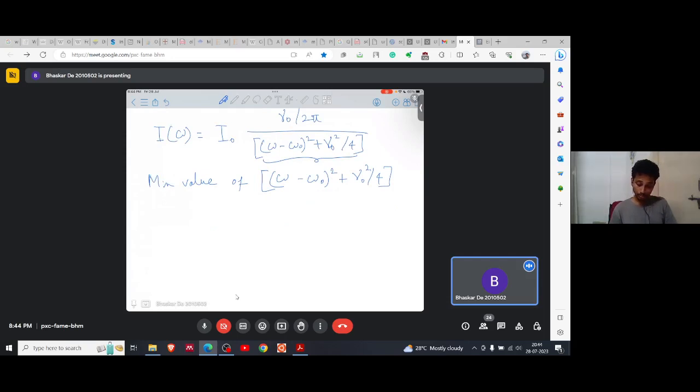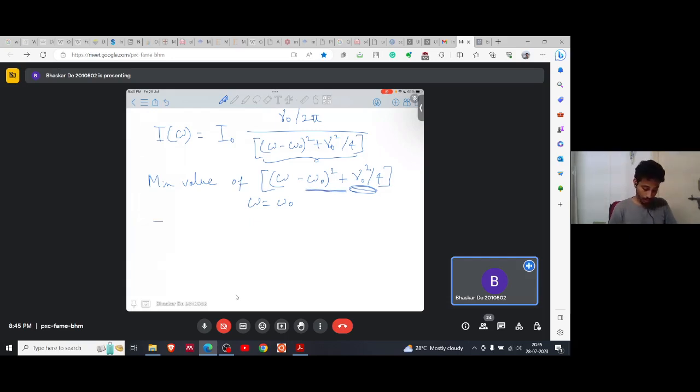To calculate the minimum value of this expression, we have to check when it goes to the minimum. Here this is omega minus omega naught squared, here gamma naught squared by 4, so both of them are squares, and the value of x square can only go to 0 at minimum. The second term cannot go to 0, because if it does, then gamma naught has to go to 0, and that will make the whole thing 0. That is not possible. So the minimum is possible only when omega equals omega naught.